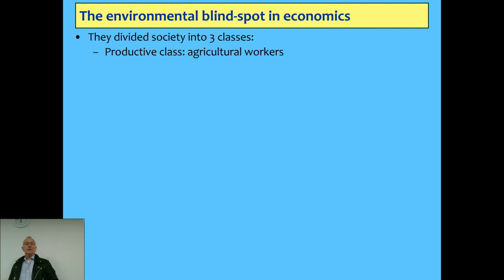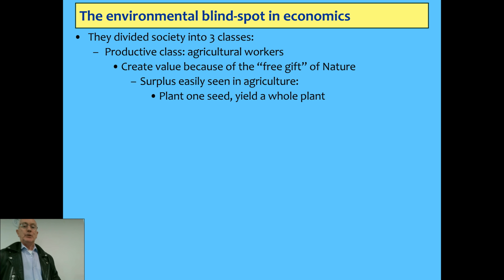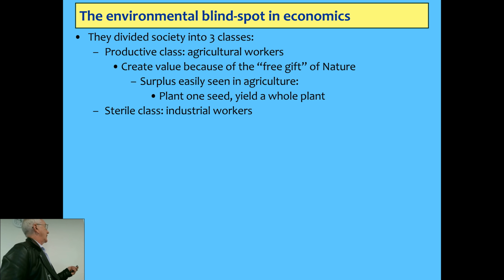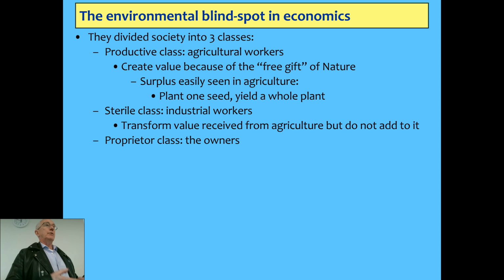So what the Physiocrats said was, well, given that they thought only the farmers were exploiting this free gift of nature, they divided the world into three social classes. The productive class, which were agricultural workers, and they produced real wealth because they were mining this free gift of nature. And that's easy to see the surplus, because if you plant one seed, you get a whole plant back. Then they have what they call the sterile class, and that's industrial workers. And they thought they took what the agricultural workers produced, which was real value, and transformed it in some different form. It didn't actually increase the value.